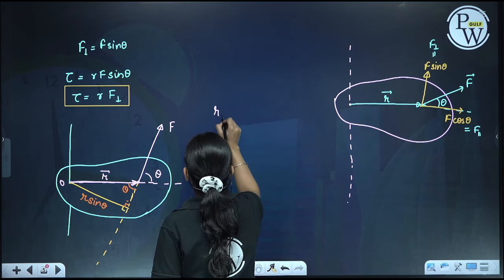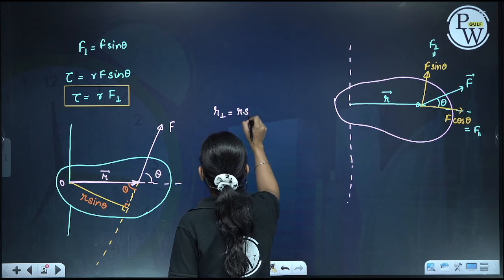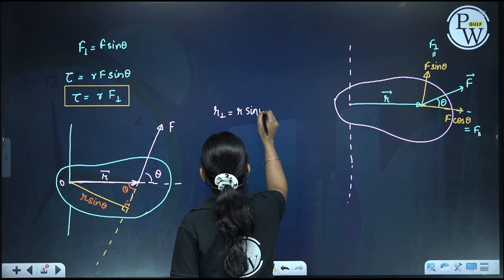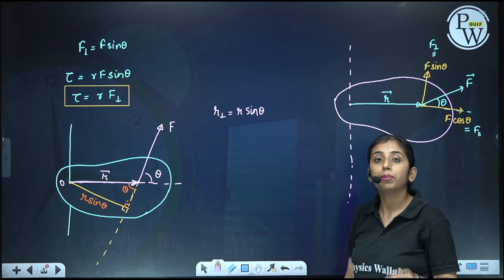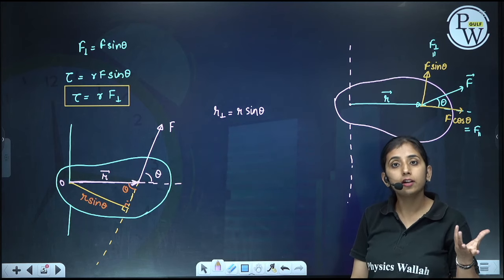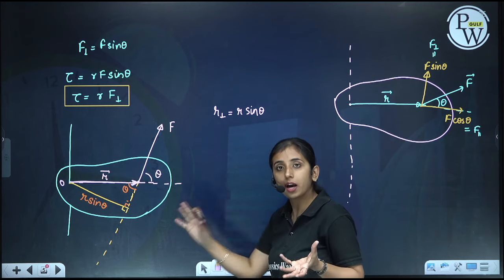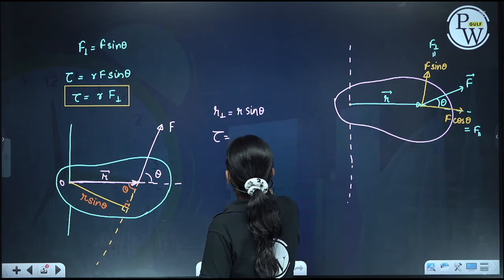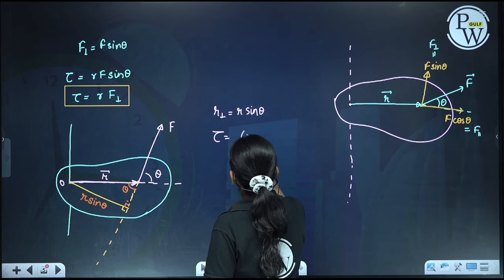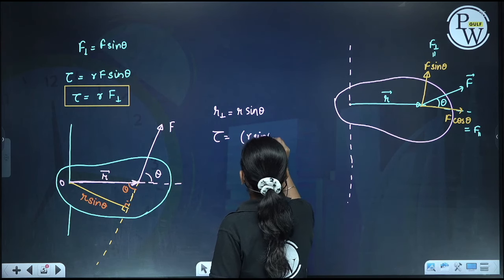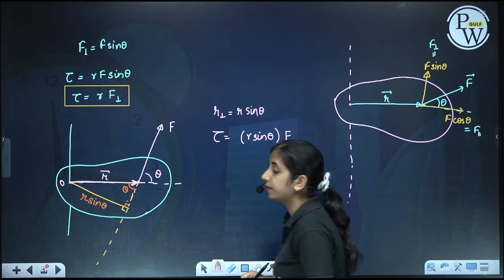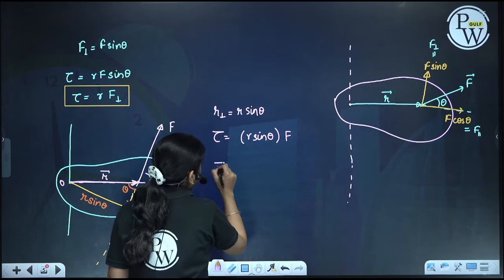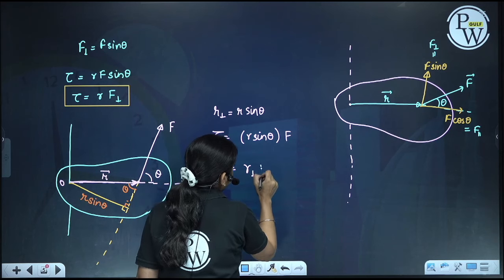Let us call it R perpendicular. The perpendicular distance on the line of action of force is called R perpendicular. Now can we write torque as R sin theta into F? Torque is RF sin theta, so we just rearranged the terms. So torque is equal to R perpendicular into F.